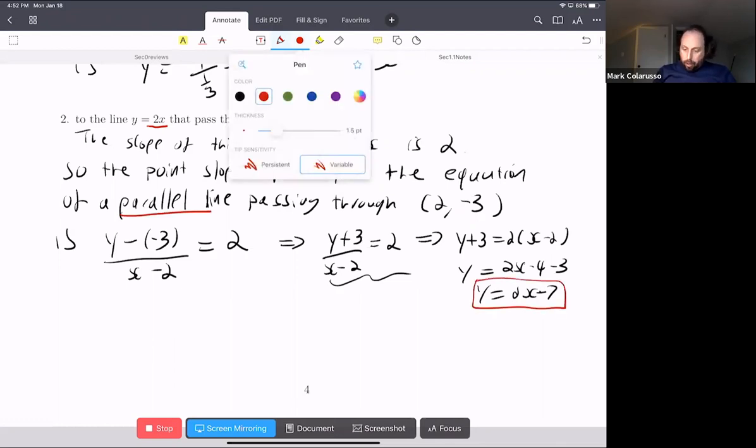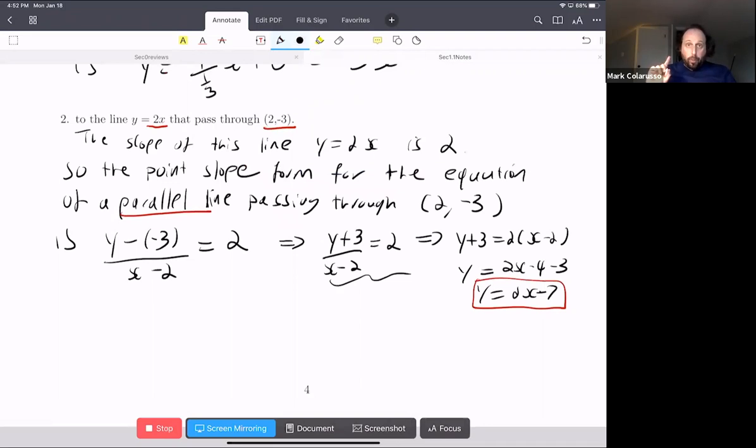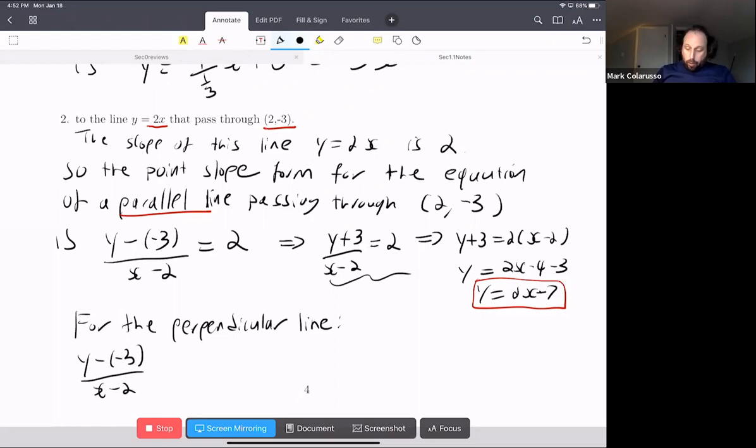So for the perpendicular one, we do the same thing, but remember the slope for the perpendicular one has to be a negative reciprocal. For the perpendicular line, we have (y plus 3) all over (x minus 2). The negative reciprocal of 2 is minus 1/2. And you can keep going if you like. We can finish this off. So (y plus 3) over (x minus 2) is minus 1/2.